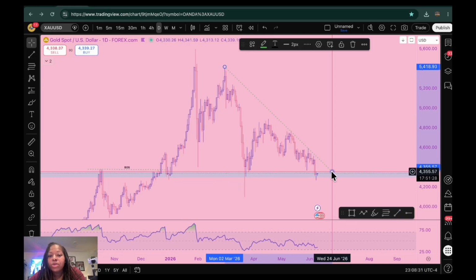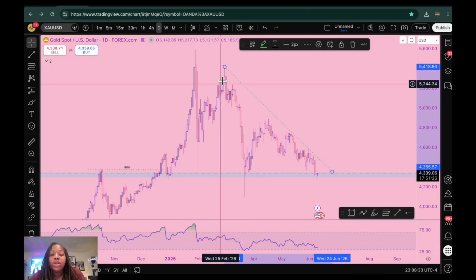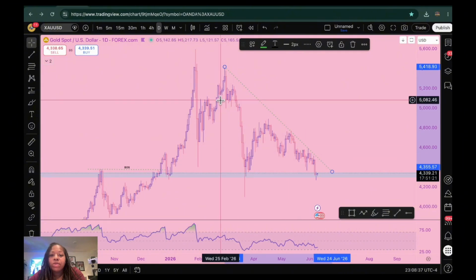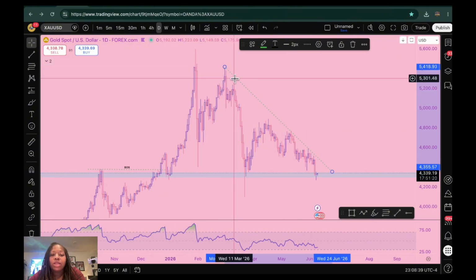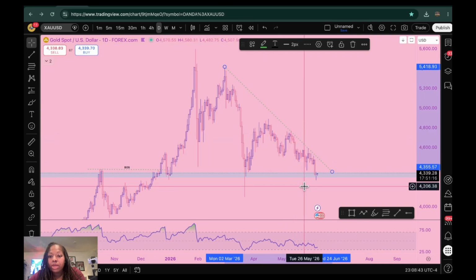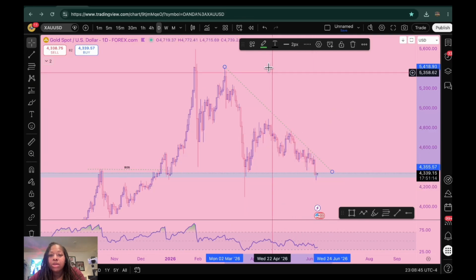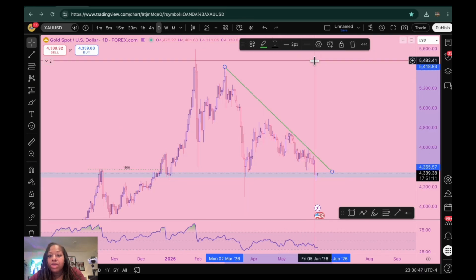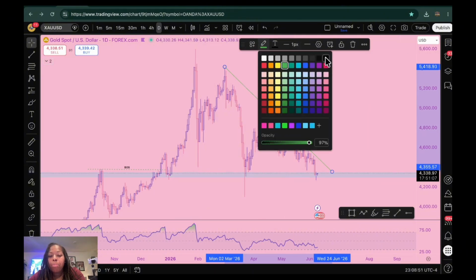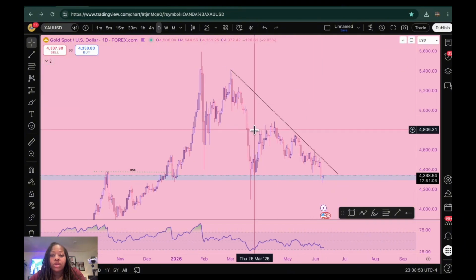Drawing a trend line, you know you need at least 2 touches. So we have a touch here, we have a touch here, we have a touch here. Every time we came to this trend line, which is a daily trend line, we push down. Came here, we push down. Here, we push down. So we're gonna make this a little smaller. We're gonna make this black. This is our daily trend line.